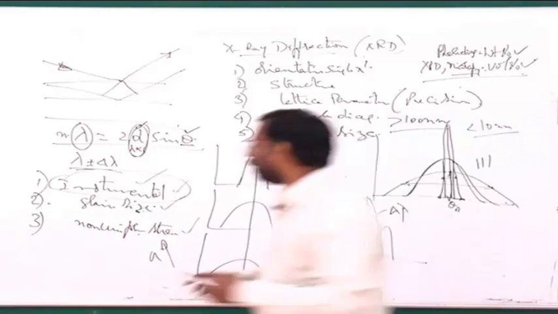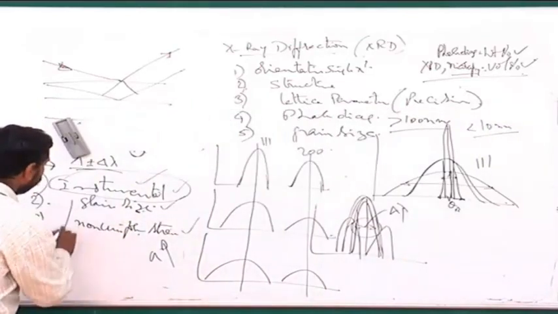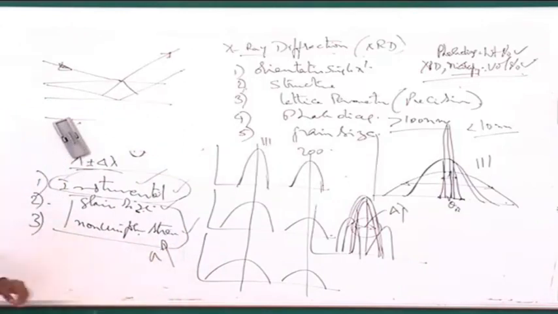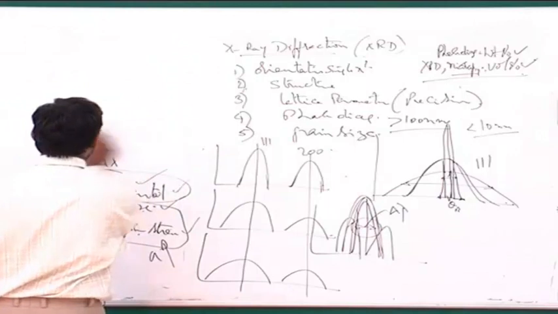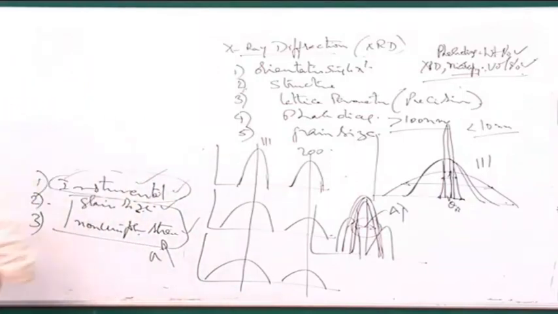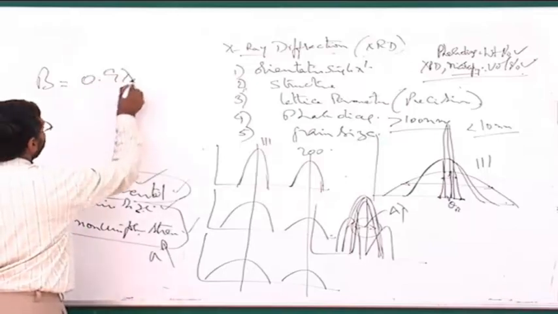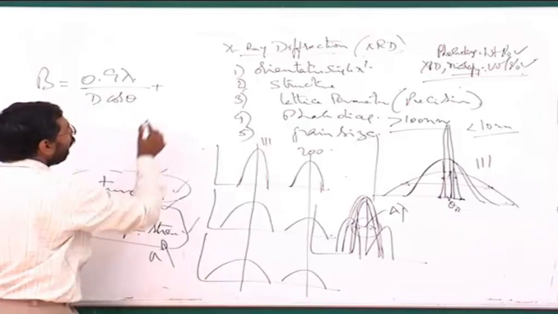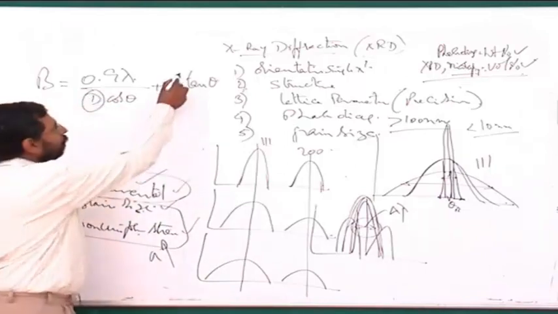And this broadening, people said, is because of two factors. These are the two factors. How do I take care of that? For that, there are many people who have worked on it. For example, Friedel is one person who has worked on it, where people said this broadening that I am getting can be composed of two parameters. One is coming from grain size, another is coming from strain.